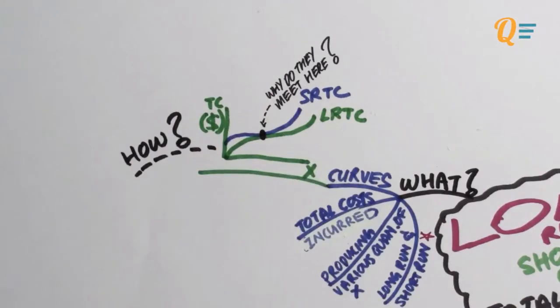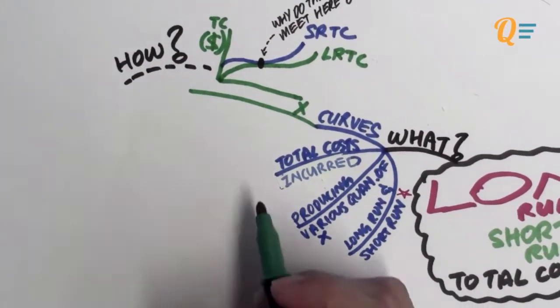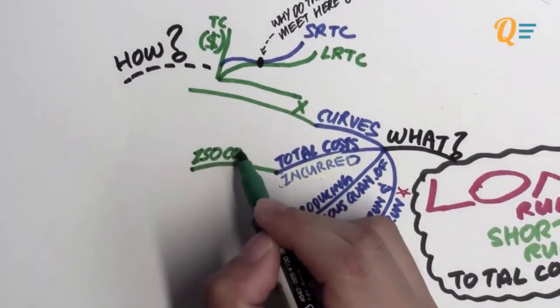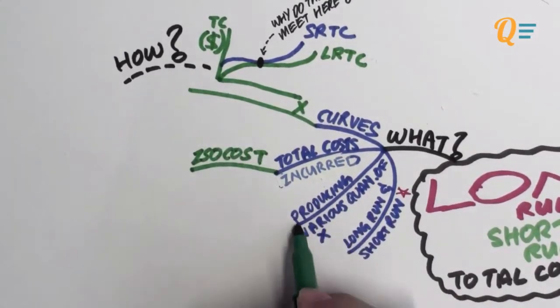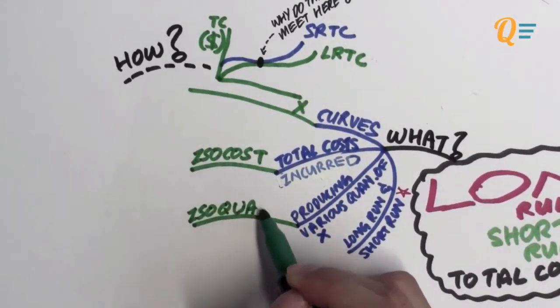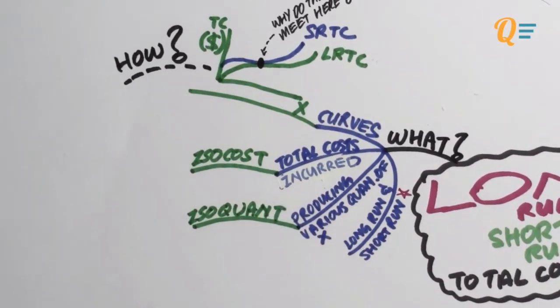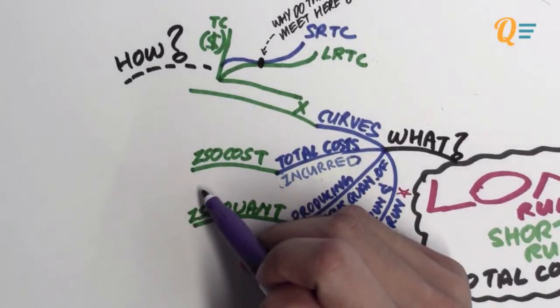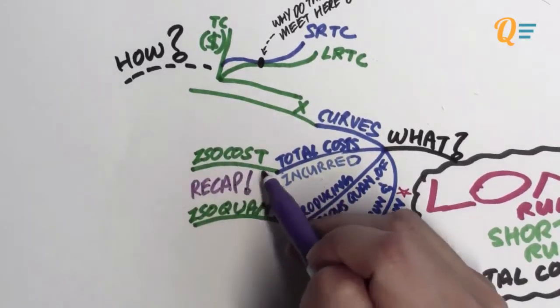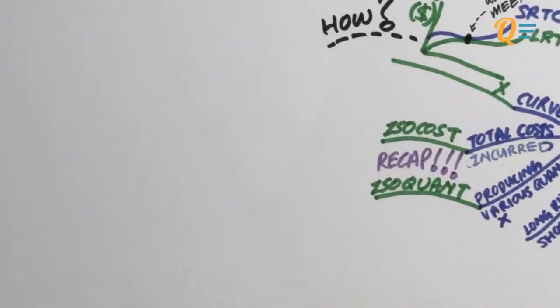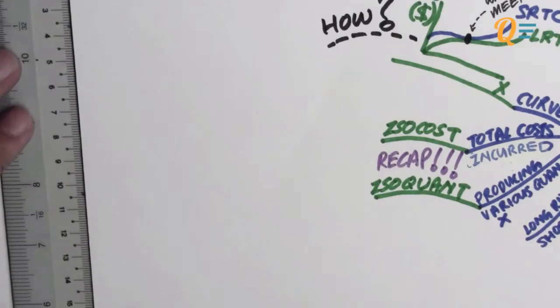So using some rational deductive logic, you should be wondering what can give me the total amount of cost for this amount of quantity produced. Well, if you've guessed the isocost, then you're right. And you're also going to need the isoquant because the isoquant tells you exactly how much quantity of X is being produced. So this is where we're going to pick up from the last video. Okay, so we're going to do a little bit of recap on what the isocost and the isoquant are and how they work with each other.